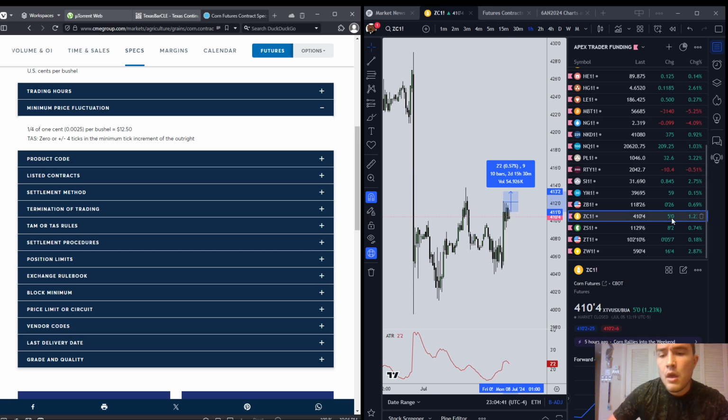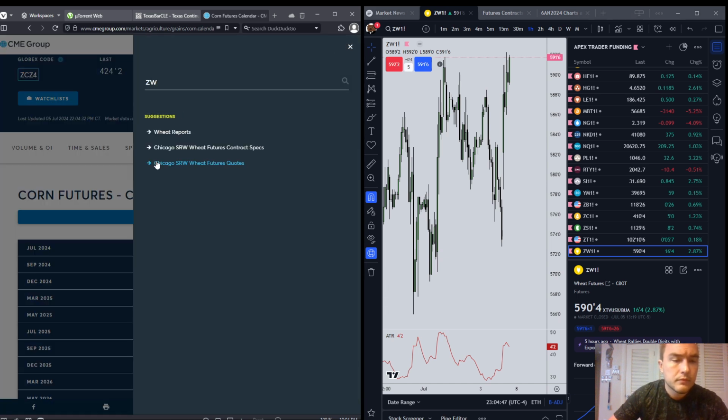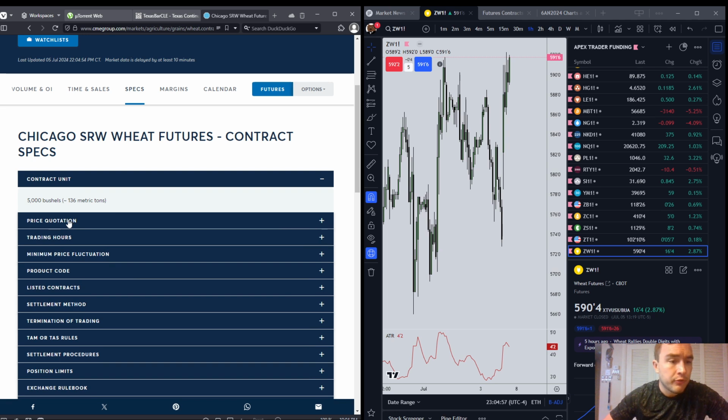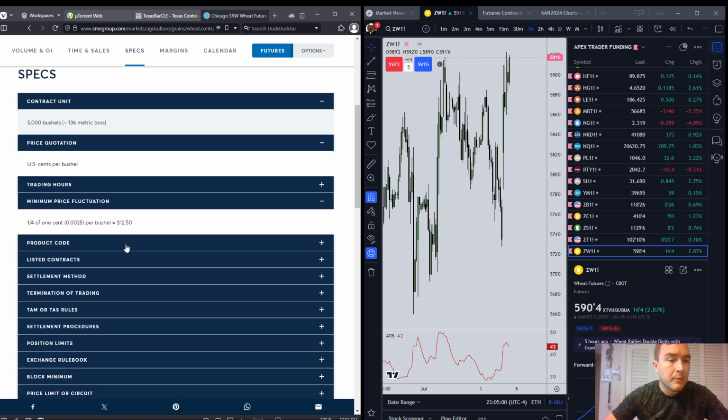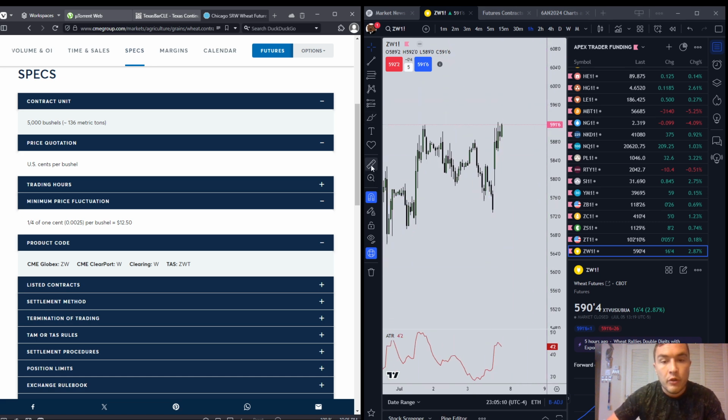So there you go. Okay guys, wheat. Let's get to the ZW. Contract unit, 5,000 bushels. US cents per bushel. Minimum price fluctuation is 1/4 of 1 cent per bushel, which is $12.50. Product code ZW, guys, and these are for wheat futures. So this is going to be the same thing as corn, the same thing as soybeans. Our agriculturals are going to be on the balance $12.50 per tick. And how you quote that correctly is 1/4 of 1 cent per bushel.